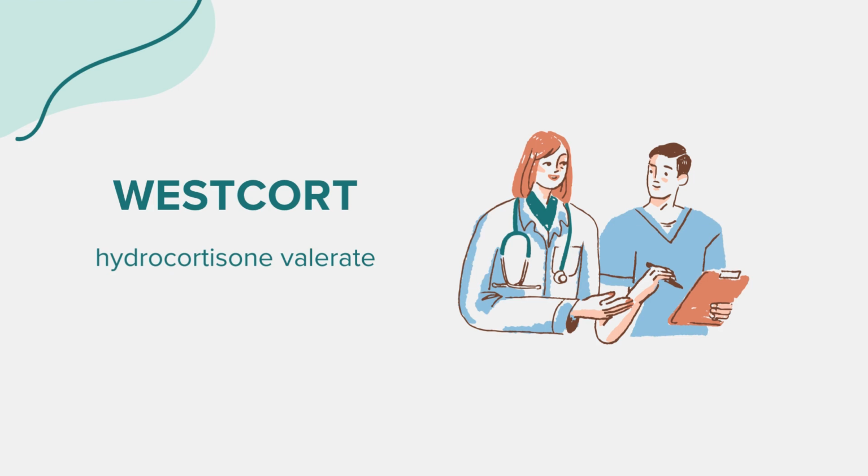Westcort ointment contains hydrocortisone valerate, a synthetic corticosteroid. Each gram of Westcort ointment contains 2 mg of hydrocortisone valerate. The ointment is formulated with various inactive ingredients including carbomer 934, dried sodium phosphate, mineral oil, propylene glycol, and others.